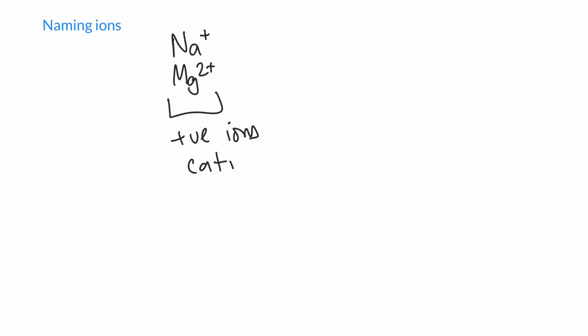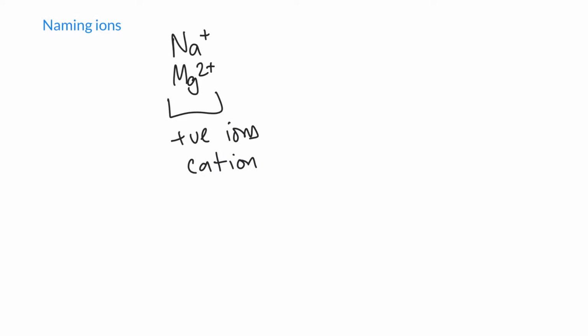So let's talk about naming ions, and then we'll put it together to figure out how to name the whole compound. So first of all, we've got to know the difference between a cation and an anion. So sodium, magnesium, right? These are all positive ions. All right, plus for positive, and plus ions, right? These are cations, and the t in cat looks like a positive charge.